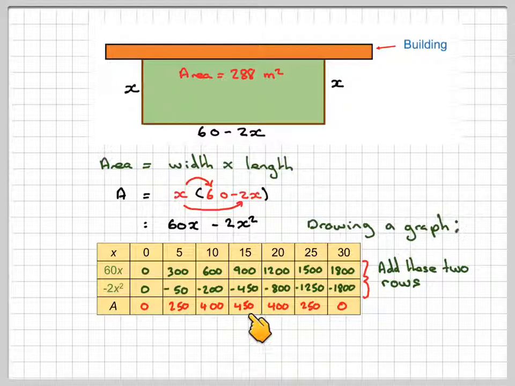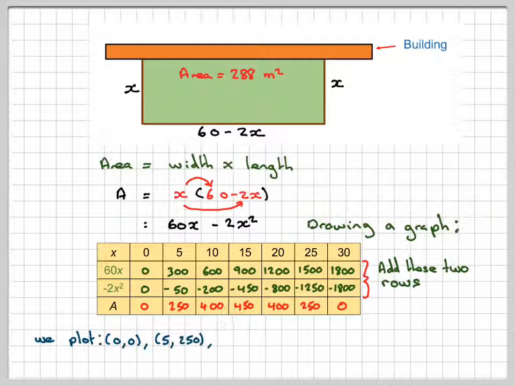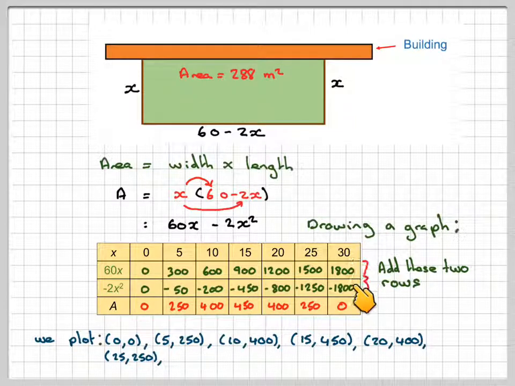As we got only one maximum point, we don't really need to take any extra column for this particular graph. So we will plot 0 and 0, 5 and 250, 10 and 400, 15 and 450, 20 and 400, 25 and 250, and 30, 0.